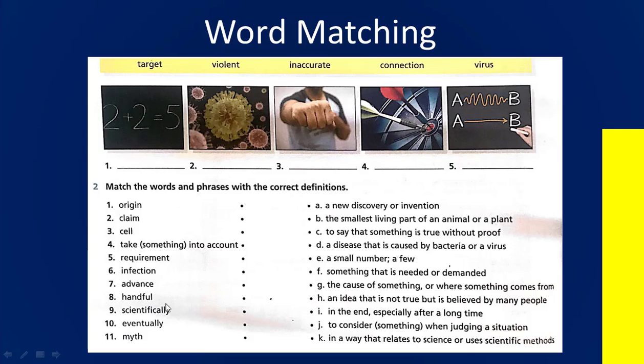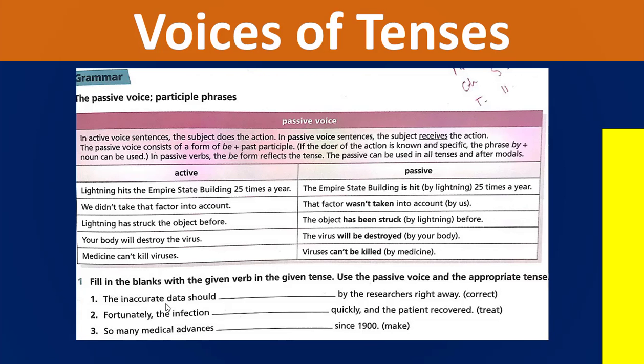Okay, so now we move to our lesson today. The main one, we are going to talk about voices of tenses. In English, we divide the voices of tenses into 2. We call them active voice and passive voice, right? Normally nowadays, you frequently use active voice rather than passive voice.